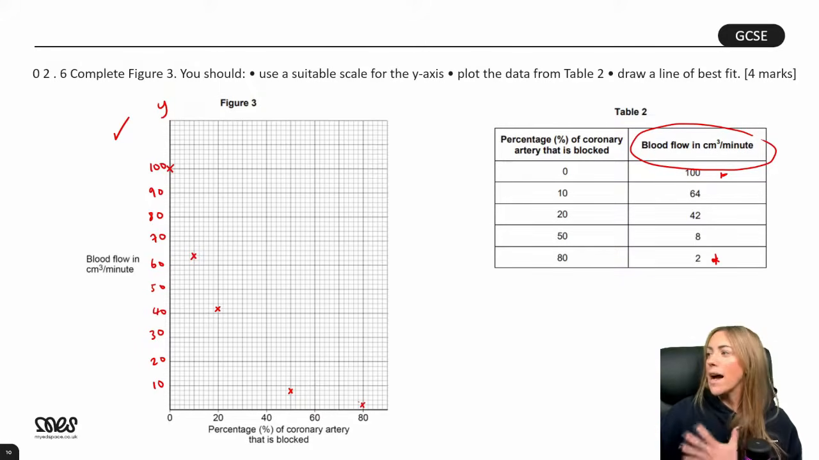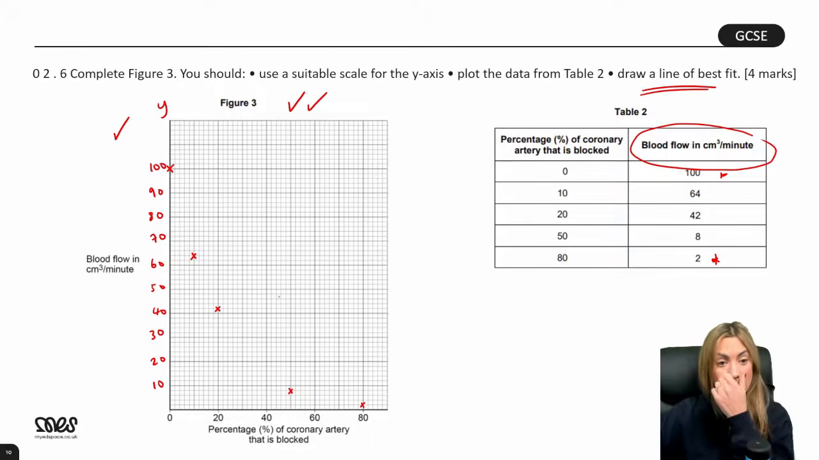Okay, now if I plot all of my points correctly, I can get 2 marks. If I only plot 3 or 4 correctly, I'll just get 1 mark. So there are 5 plots in total. All 5 plotted correctly will get me another 2 marks. And then I'm going to get marking point 4 for drawing my line of best fit.